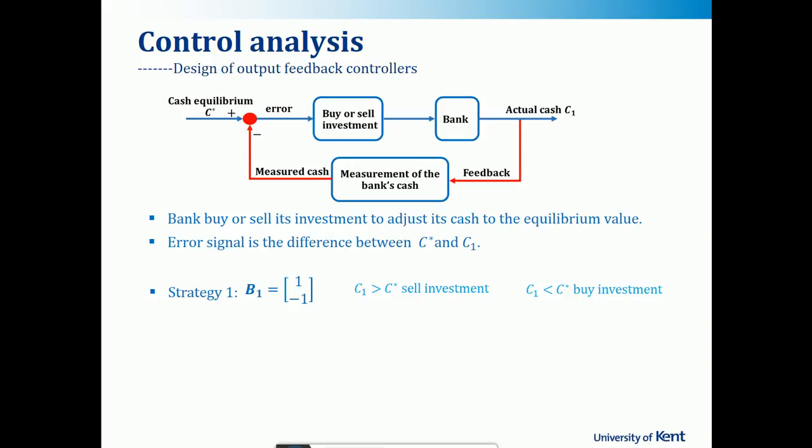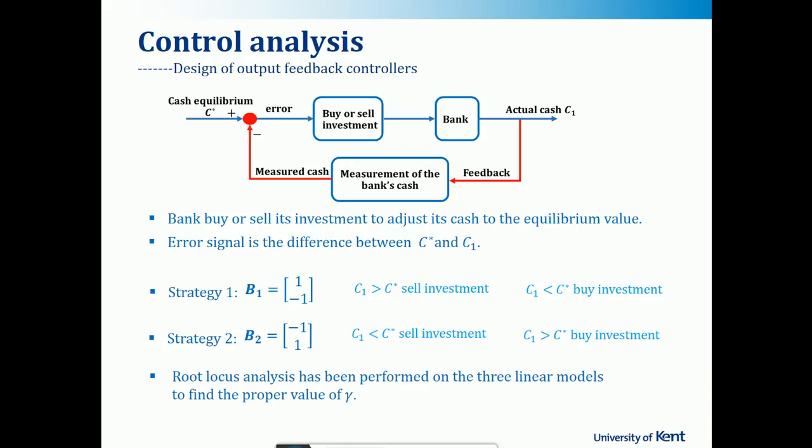In the first strategy, the controller always tries to bring the cash to the equilibrium value by selling the bank's investment when its cash is higher than the equilibrium point, and adding investment while its cash is lower than the equilibrium point. In the second control strategy, the bank sells its investment when its cash is lower than the equilibrium point, and adds investment while its cash is higher than the equilibrium point.